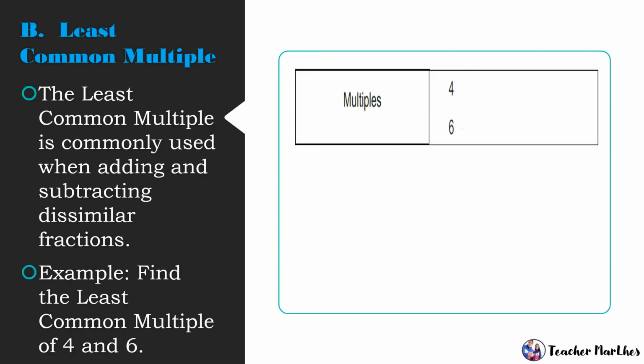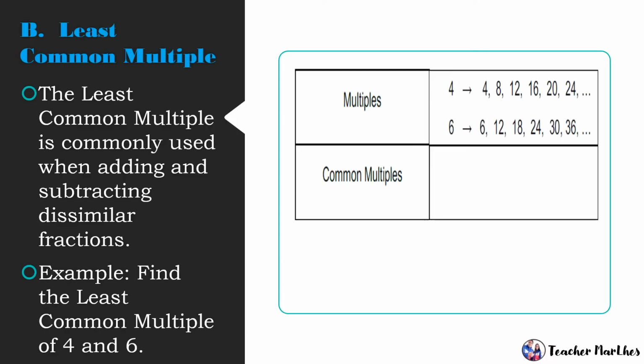So, number 1, you need to list the multiples of 4 and 6. So, the multiples of 4 are 4, 8, 12, 16, 20, 24. So, merong tatlong dots dito. So, ibig sabihin, up to infinity, may kasunod pa yang multiples. Then, the multiples of 6 are 6, 12, 18, 24, 30, 36, and so on.